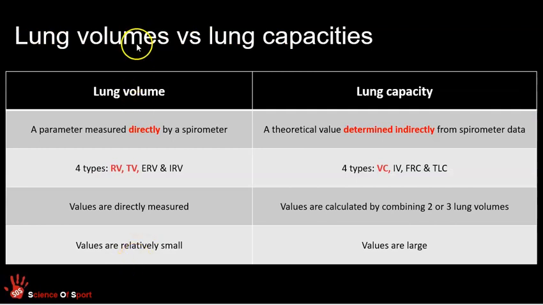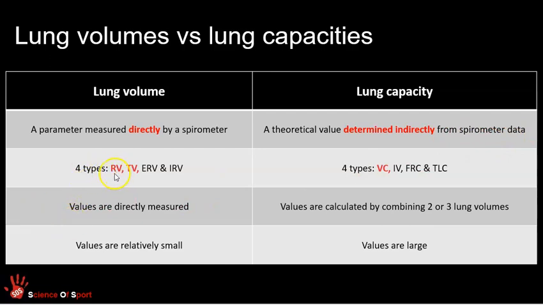So then, just to try to show you the difference between what we would call a lung volume and a lung capacity, lung volumes are directly measured by the spirometer I just showed you. So we can actually measure certain volumes of air that we have in our lungs. Others are determined indirectly from our spirometer data, so we can't directly measure them.